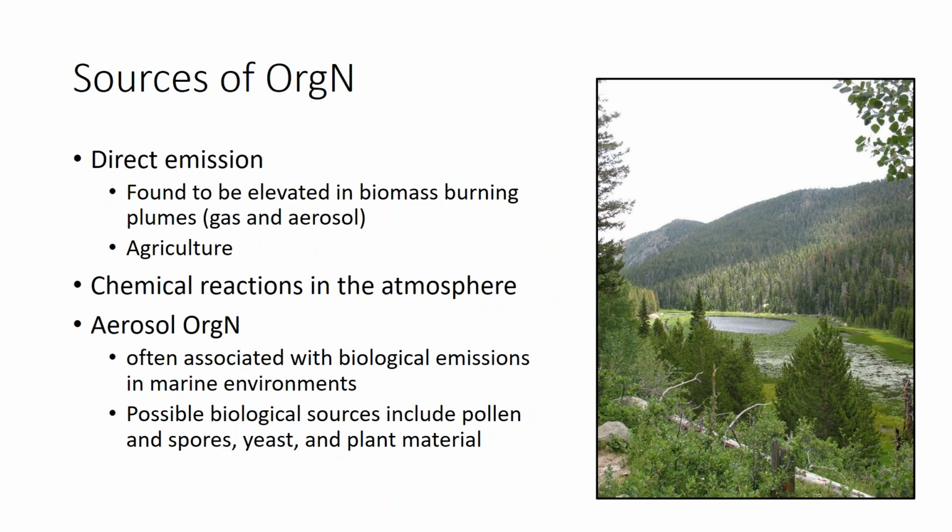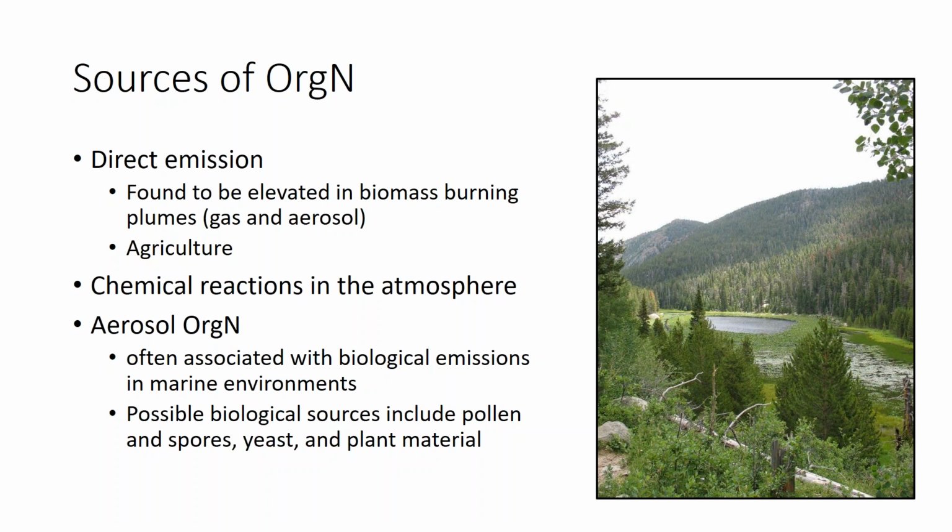If we think about the sources of organic nitrogen, we can have direct emission. A lot of times this is associated with biomass burning plumes. This can be both gas and aerosol emissions, or formation of aerosol in those plumes because they're so concentrated. And also agriculture often has specifically amine emissions. We can also have direct formation in the atmosphere from chemical reactions.